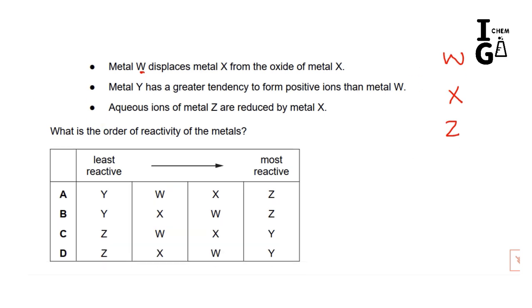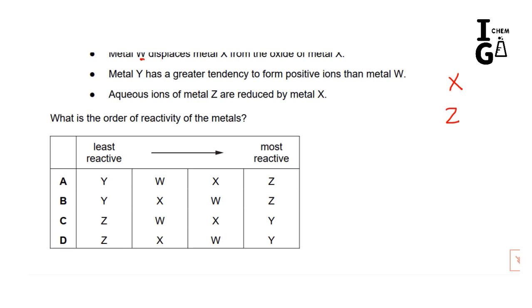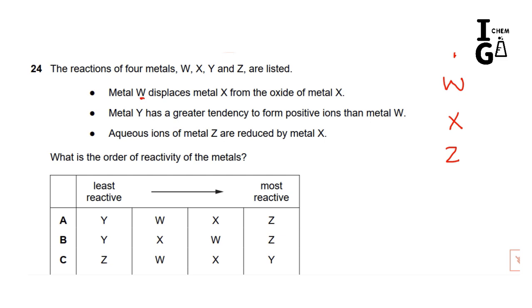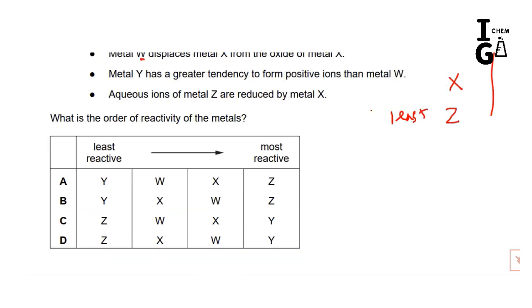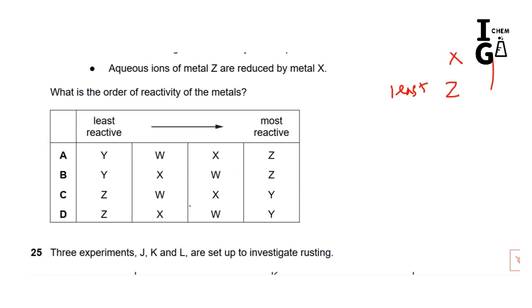So what is the order of reactivity of the metals, from the least reactive to the most reactive? So guys, I think we have here the order. This is from the least reactive down to the most reactive up. So we should start with Z, and then X, and then W, and Y. So the correct answer here is D.